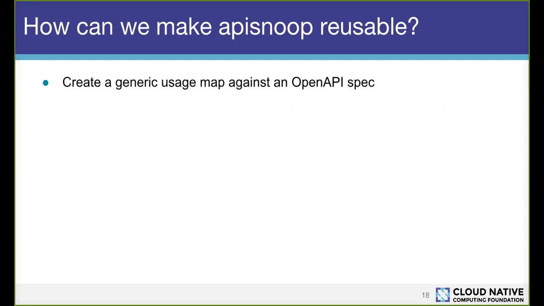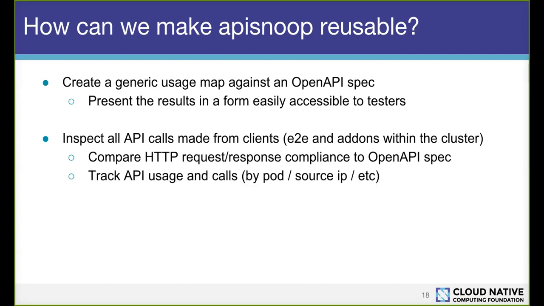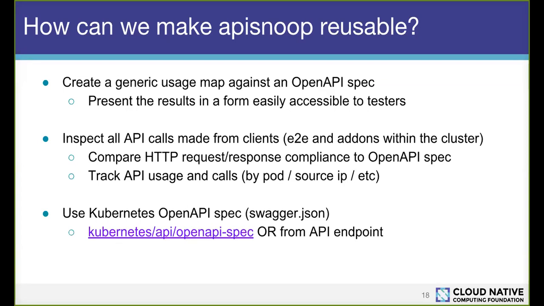So on our next slide, we'd like to do something a little generic. We have an OpenAPI spec, Swagger JSON. It's actually available at an endpoint for any Kubernetes URL. We'd like to make that available not just to Kubernetes and the e2e test, but any other application. We're going to inspect the actual calls on the wire rather than looking at the logs. And this will allow us to do it from any add-on or the end-to-end test, inspecting each of those HTTP requests against the OpenAPI spec and tracking our usage by pod, by source IP, by anything that we can sort by and keep track of.